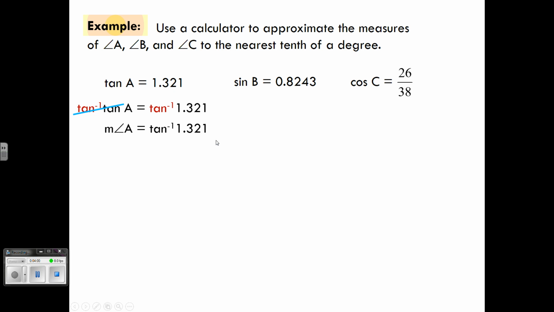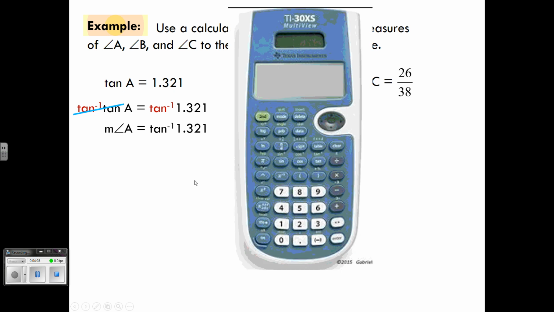This is where we're going to go to technology to help us solve it. So if you have a scientific calculator, whether it's this one or a different version of it, you're going to find this second function. Some calculators say shift, but you're going to need to click on that and then find the tangent button, and you'll see written above tangent in whatever color they're using, it'll say tangent with the -1. So you're going to have to type in second function and then hit that button and then type in 1.321 and hit enter, and you should get your answer.